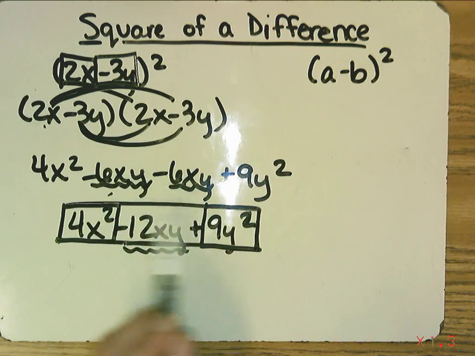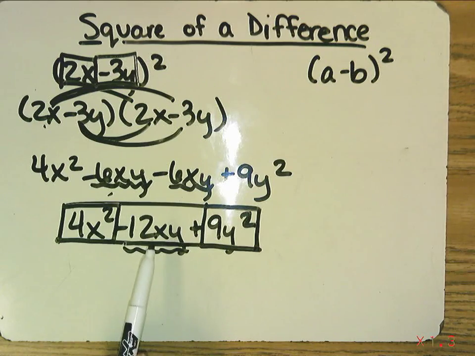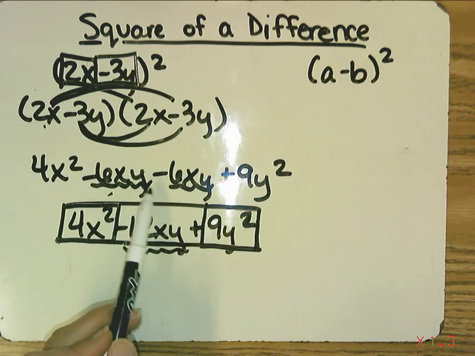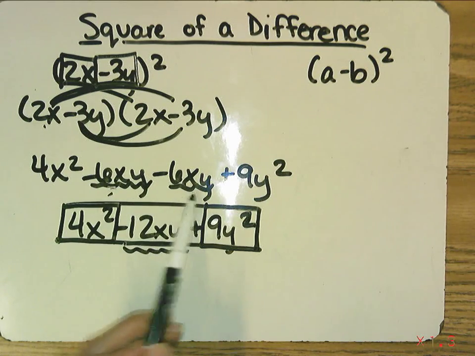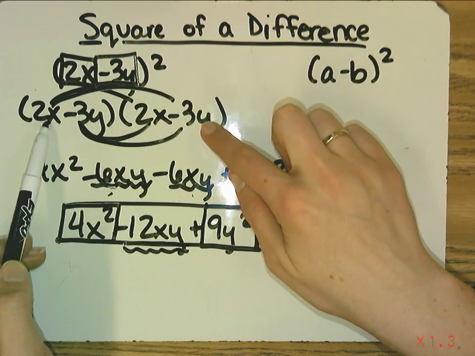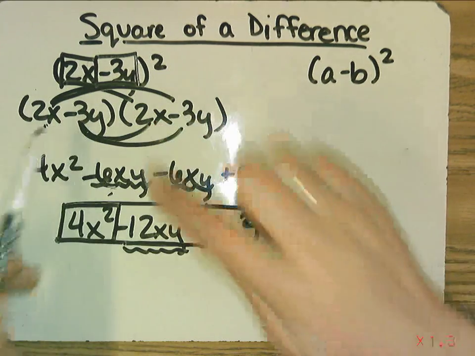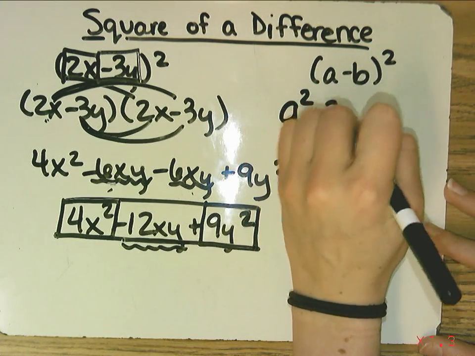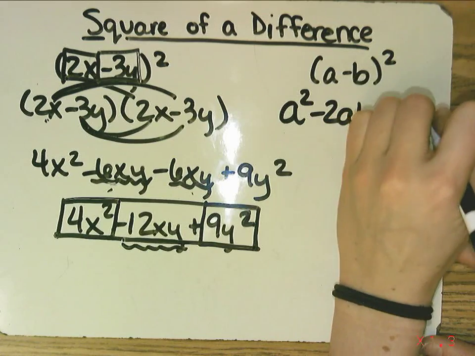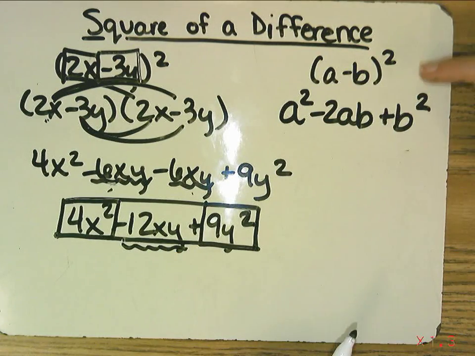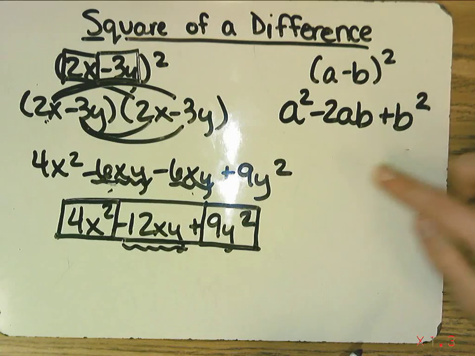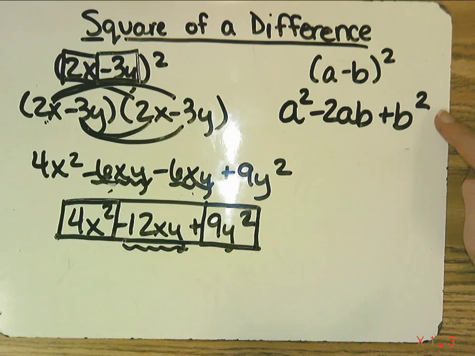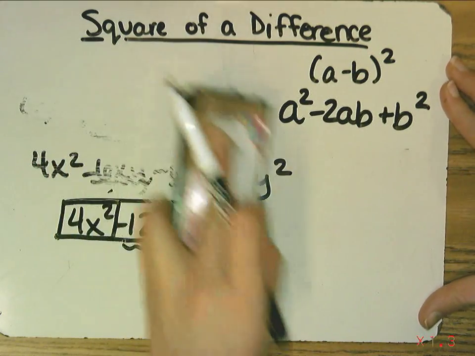Instead of doing this repeated addition here, I can use multiplication. I could have said negative 6xy times 2 because I'm going to have two of them, because I'm going to multiply these two things together twice. So there's a shortcut that we can use, and it looks like this. Anytime you have the square of a difference, your product is going to look like a squared minus 2ab plus b squared. Let's try it on an example.